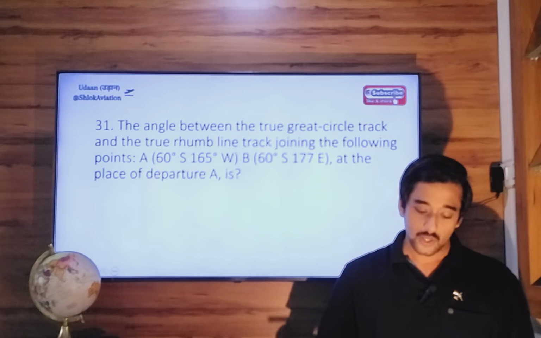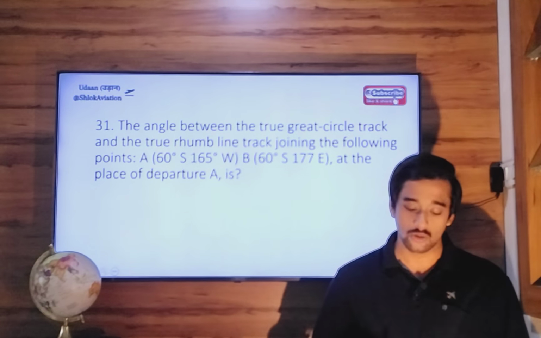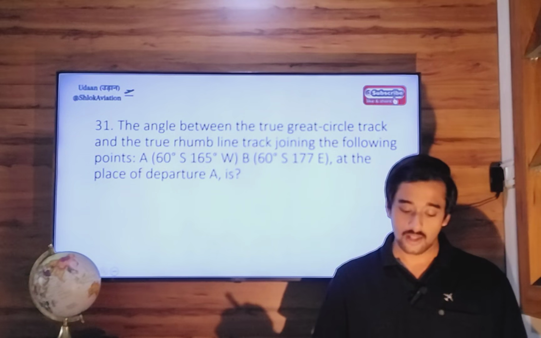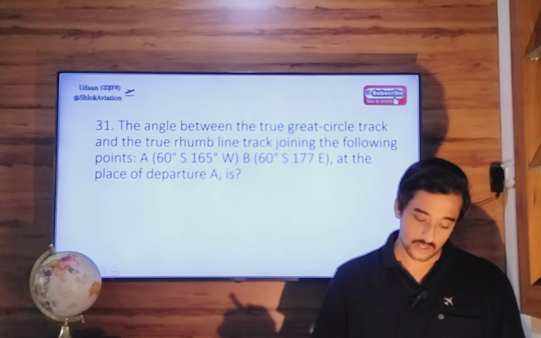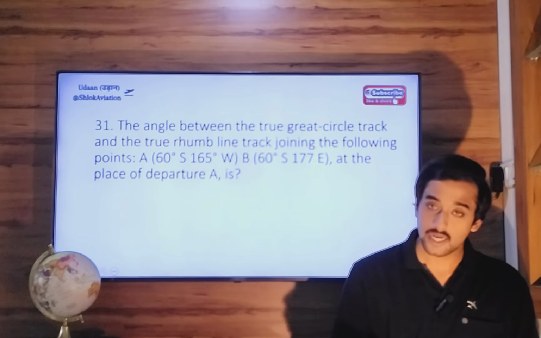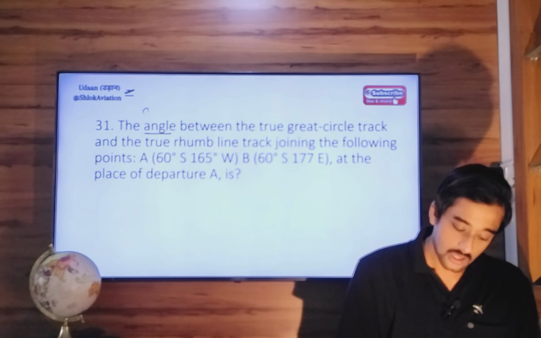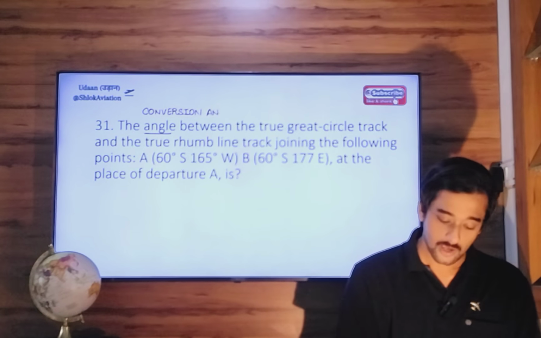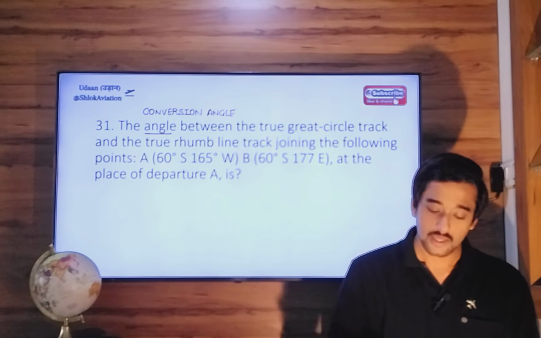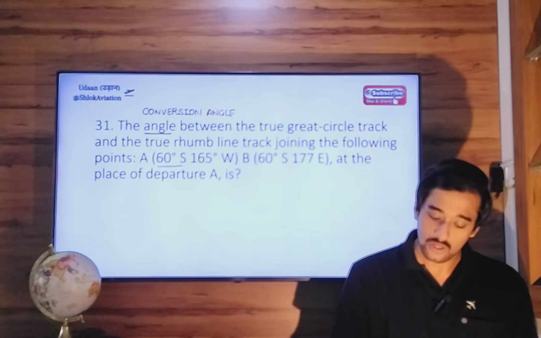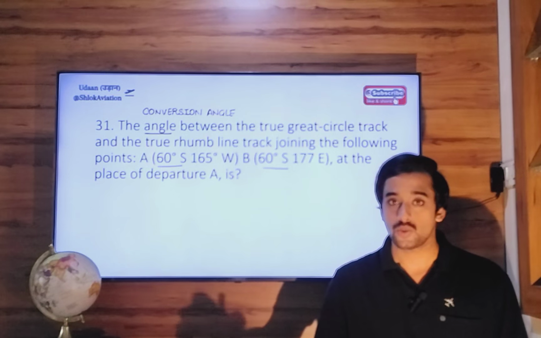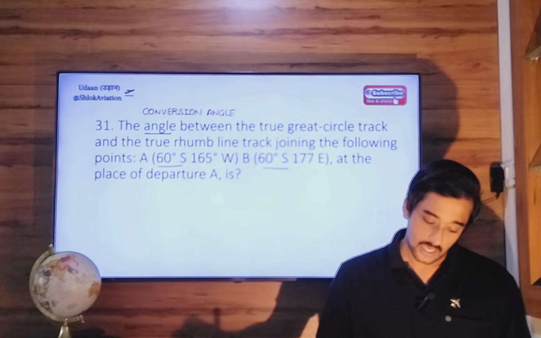The angle between the true Great Circle track and the true rhumb line track joining points Alpha and Bravo at the place of departure Alpha is what? The angle between great circle track and rhumb line track is called the conversion angle. So we have been asked to find the conversion angle. Both are located at the same latitude, and one is in the western hemisphere and another is in the eastern hemisphere.